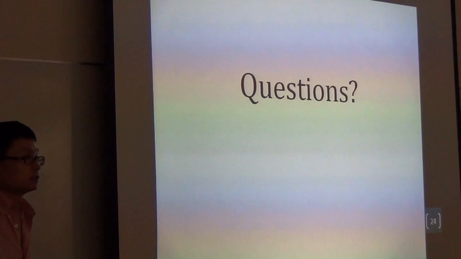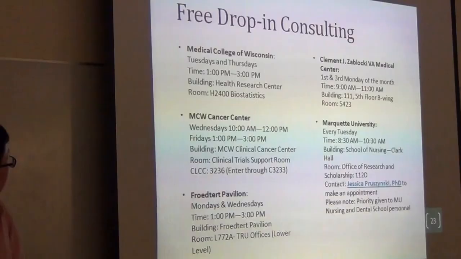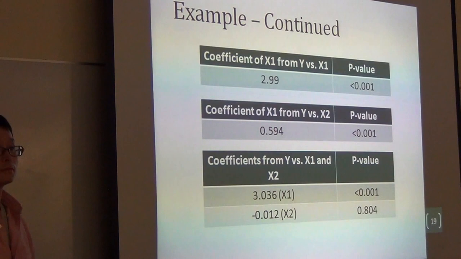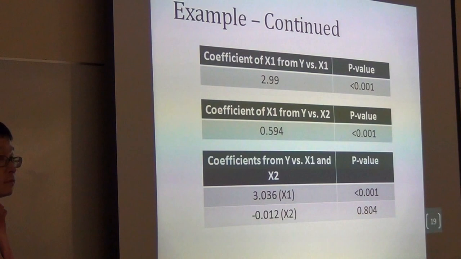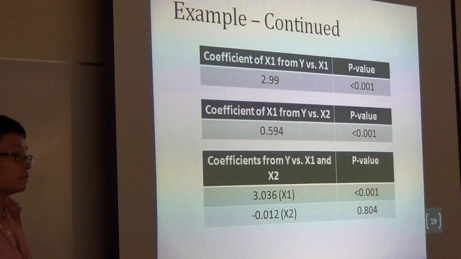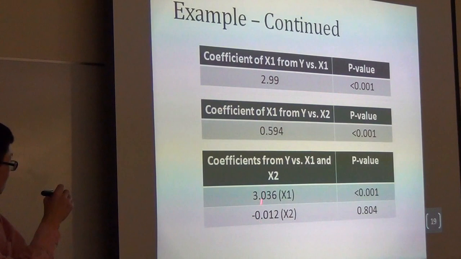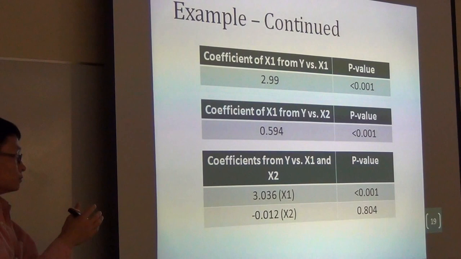So that's it. Any questions? Can we go back to the collinearity issue? Yeah, this one? Yeah. For example, in this case, if you consider the two variables separately, they are both significant. But if you put both into the model, and both of them are not significant, what do you do? You mean you put both variables into the model and then both turn out to be not significant? Right.